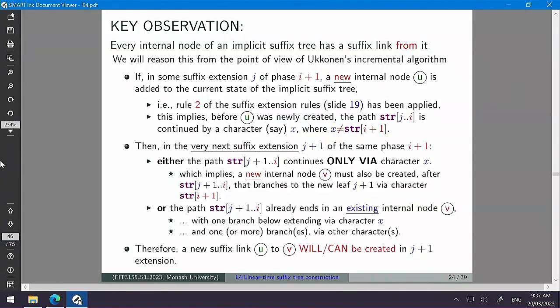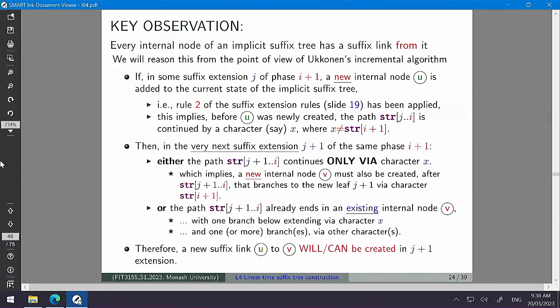Okay, this is alpha, alpha x, alpha z. You've created a new internal node, rule 2. If rule 2 was applied in the jth extension, the two possibilities are you would apply rule 2 or rule 2 alternate in the immediately next extension. Now let's see why that's the case, by enumerating one after another. So what does the next extension define? J plus 1 to I, right?